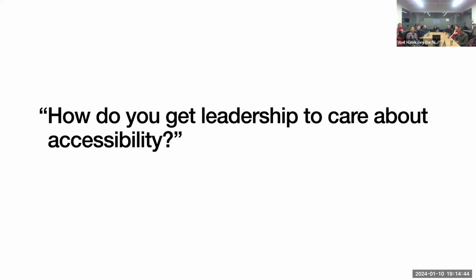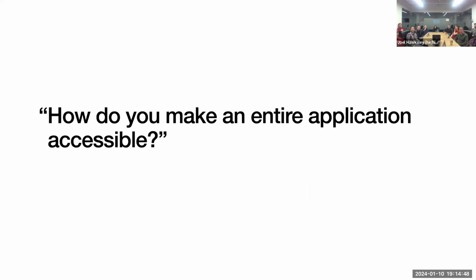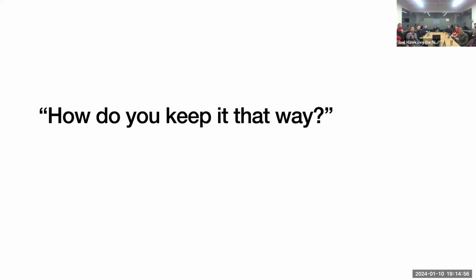More specifically, the questions were like, how do you get people with the money to care about it? How do you make an entire application accessible, not just a piece of it? I gave a lot of examples about how to make one thing accessible. How do you make the whole thing accessible? And then how do you keep it that way? It's a lot of work. You don't want it to regress.